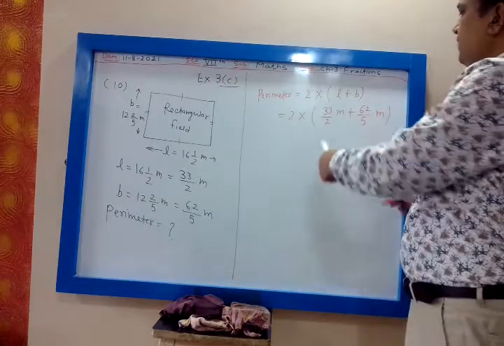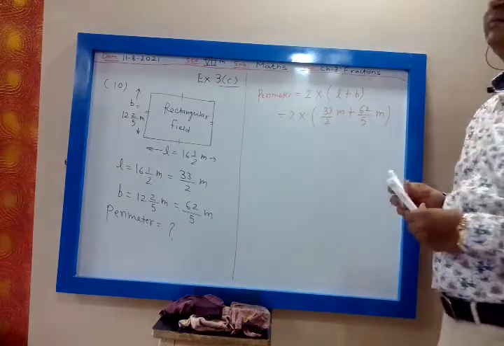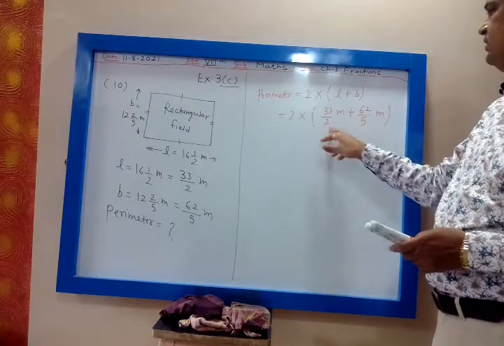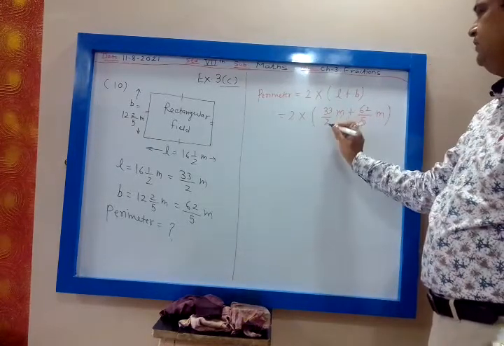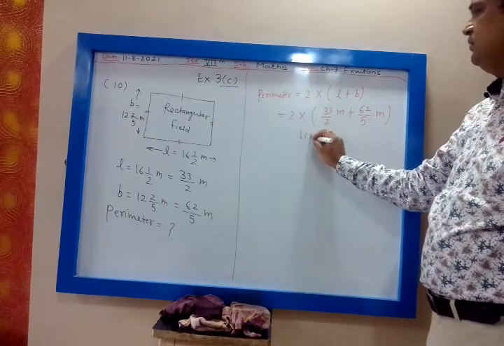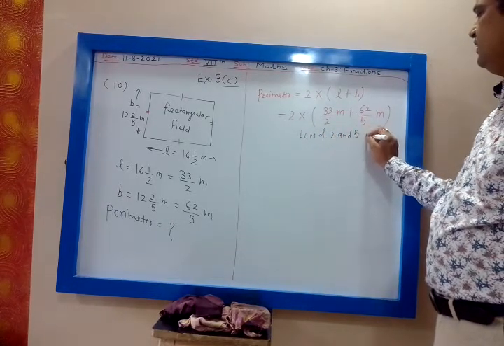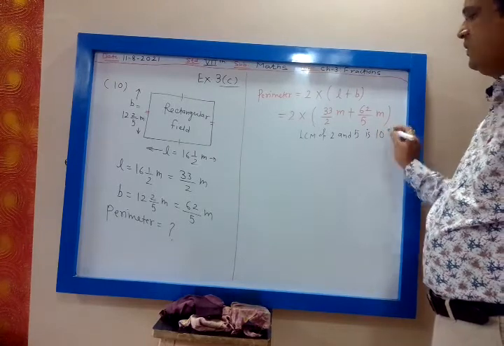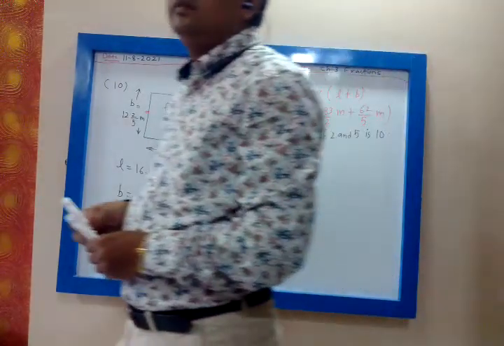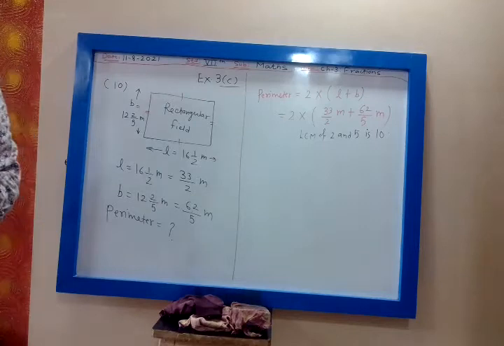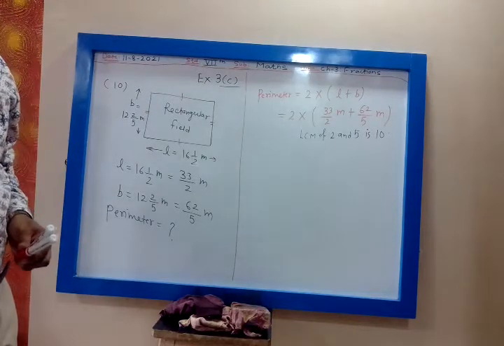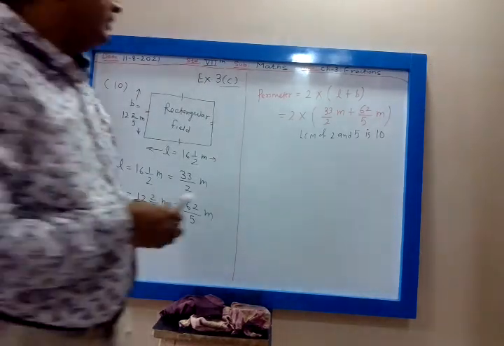So first you have to simplify this bracket term. This is addition of two fractions. Denominators are different, 2 and 5. So I will take LCM of 2 and 5. LCM of 2 and 5 is 10, correct? Yes? LCM of 2 and 5 is 10.